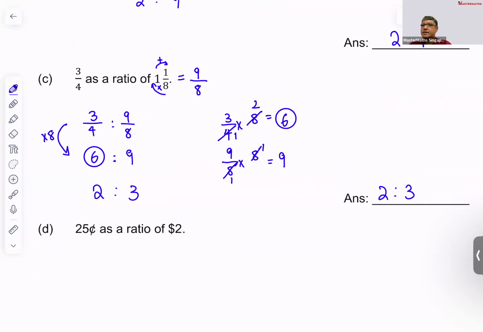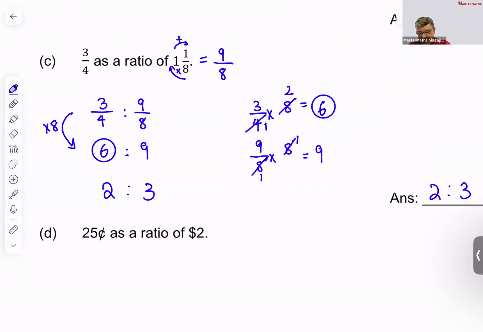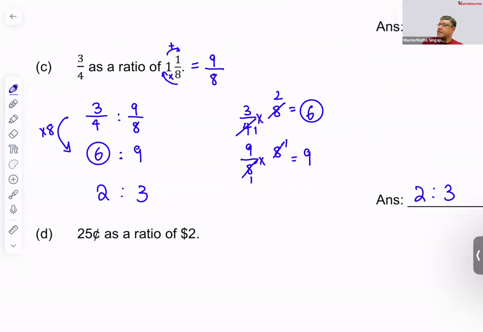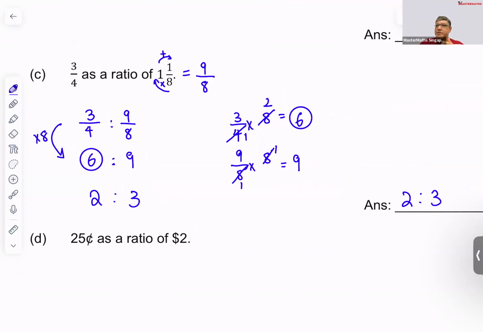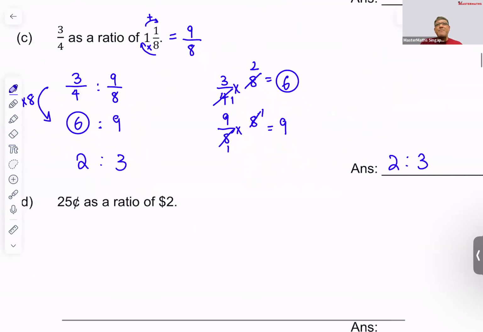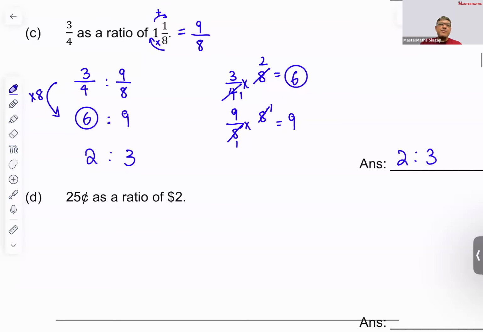Do you understand? Complicated? Yes. What do you call that? Impossible to do? No. It is complicated a little bit. It isn't direct as in just get the answer like that. So you need to do a little bit of work to get to the answer. Okay? So PSLE expects a few of these type of questions.